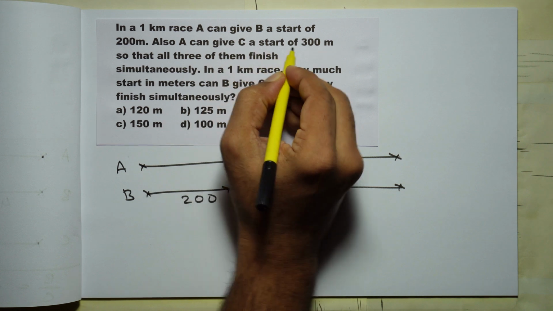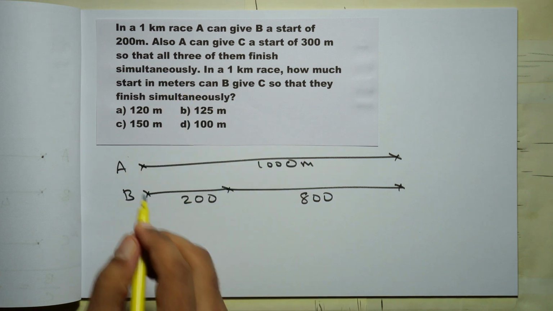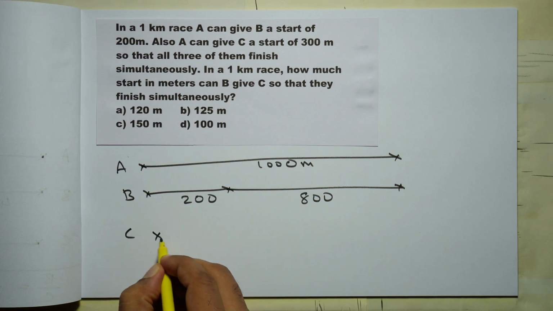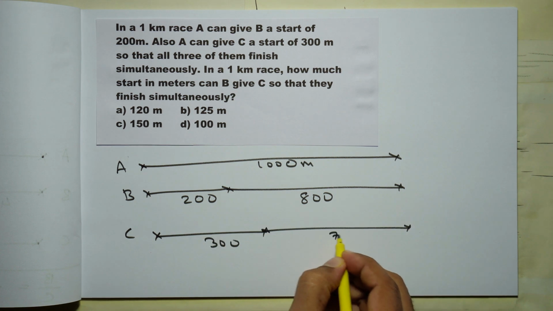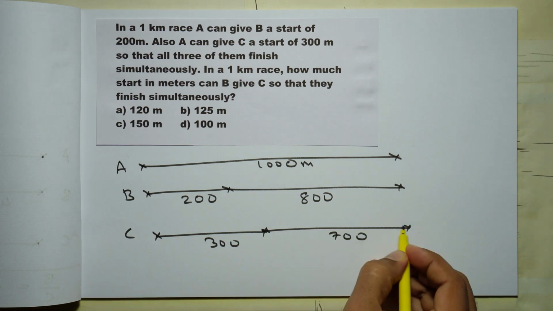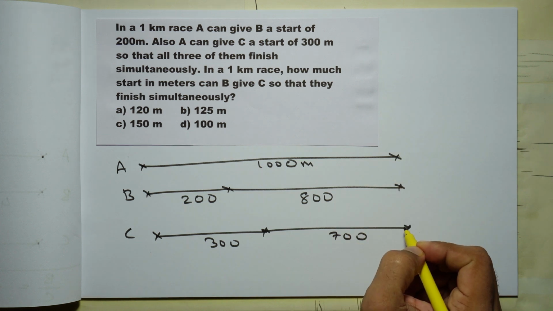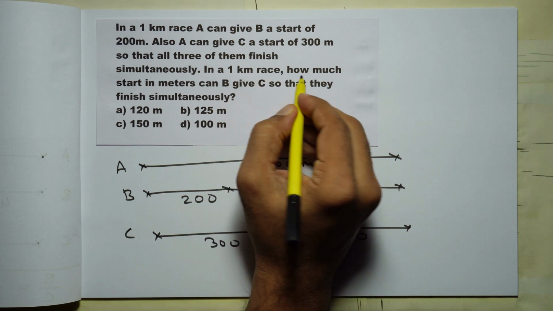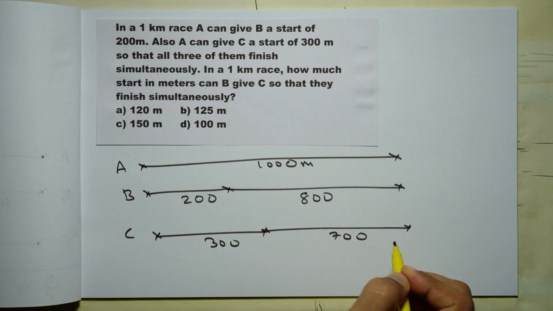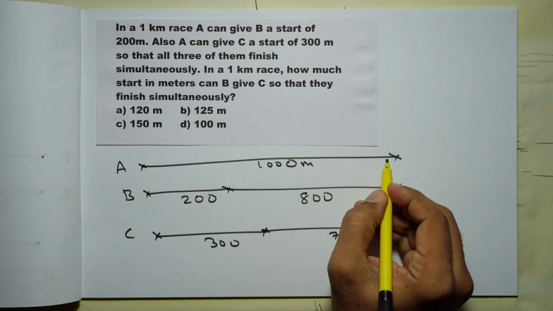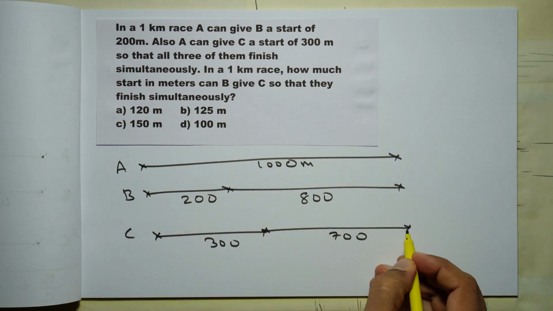Also, A can give C a start of 300 meters so that all three of them finish simultaneously. In the same race, A can allow C to run for 300 meters. Now remaining distance is 700 meters. And when C does the 700 meters, A will do the full 1000 meters and they will finish simultaneously. Now the question is, in a 1 kilometer race, how much start in meters can B give C so that they finish simultaneously? Now when A does the full 1000 meters, in that much time, B will do 800 meters and C will do 700 meters.